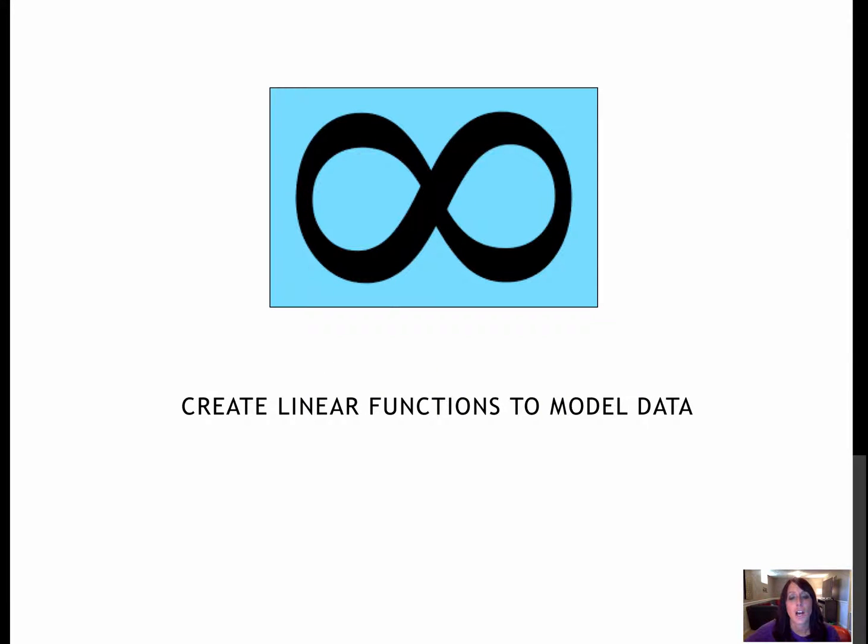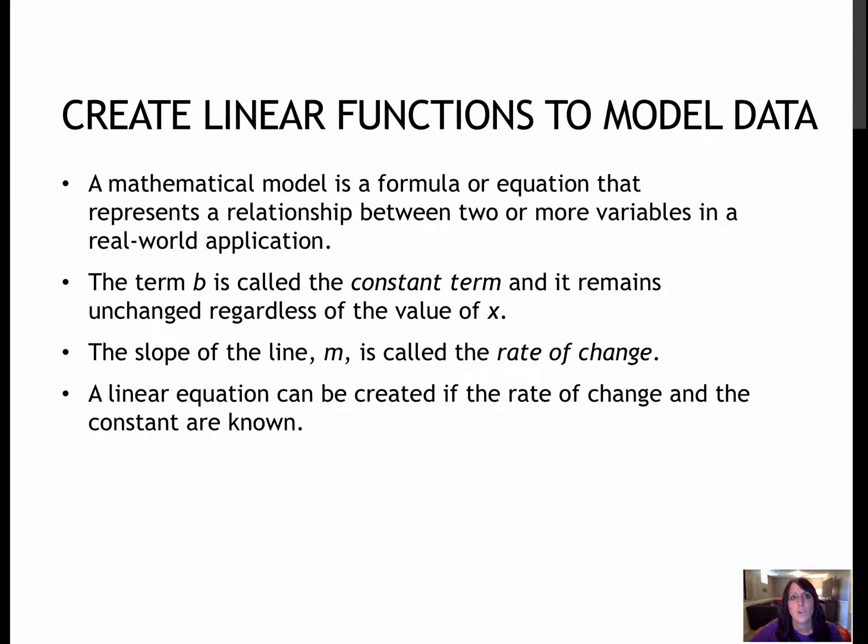In this lesson, we will talk about creating linear functions to model data. So what we mean by that is that we have quite a few real-life situations where we can actually write a linear equation to model what's happening in the situation. Later, we'll talk about quadratic models or exponential models, but for now, we'll stick with linear.